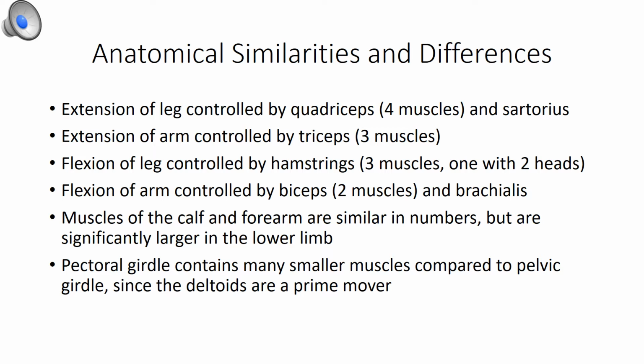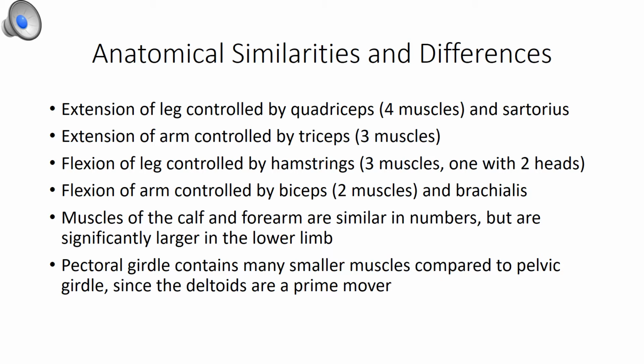The muscles of the calf and forearm are similar in numbers but are significantly larger in the lower limb because of the high stress they have to load. And the pectoral girdle contains many smaller muscles compared to the pelvic girdle since the deltoids are a prime mover, as explained before. The lower limbs has more muscles in each section due to the greater pressure on the legs, as said before, and they must be able to bear the body weight at all times, no matter what happens, depending on the activity, as well as be able to exert rapid forces for movements. Therefore, the muscles are more numerous to allow for control support as well as motion when required.